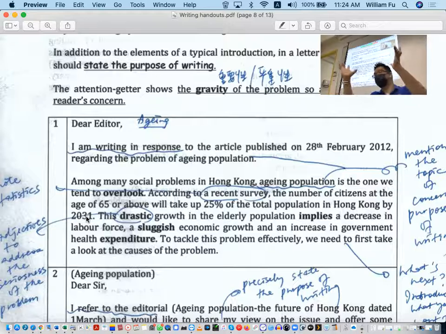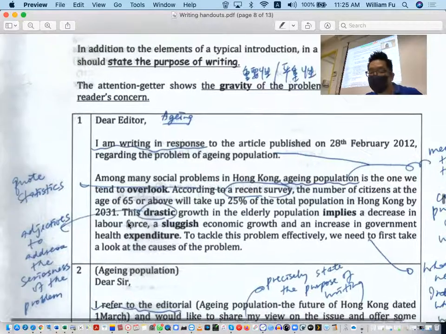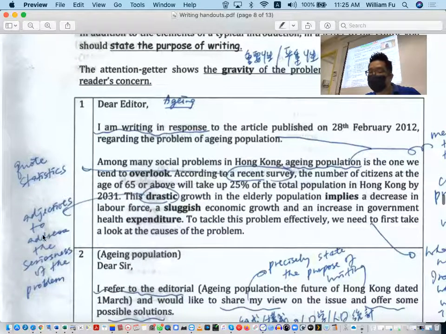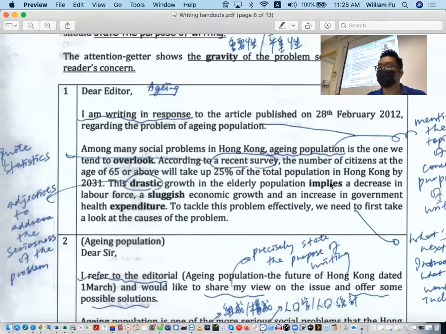Now, if the population over 65 constitutes 25%, it means that the number of people at working ages is relatively lower, but these people have to support them. Understand? So that will be a serious problem. So we'll take up 25% of the total population in Hong Kong by 2031. Now you need to add some adjective to tell the seriousness of the situation. Drastic. You need some sort of adjective to address the seriousness of the problem. Drastic.